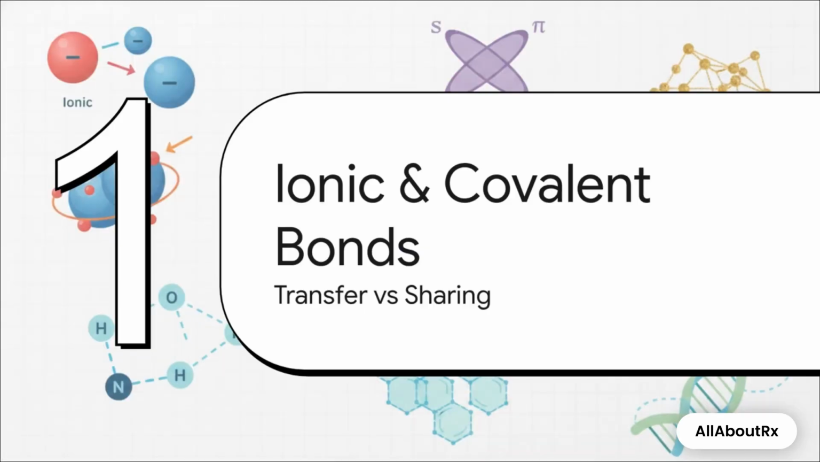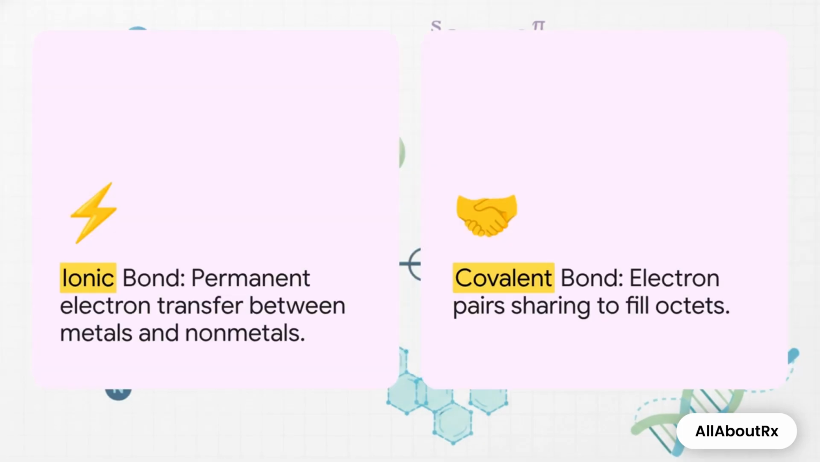Section 2. Ionic and covalent bonds. Let's examine the two heavy hitters of the bonding world to see how they achieve that coveted stability. There's a pretty clear contrast between our two main players. For ionic bonds, think electron transfer.